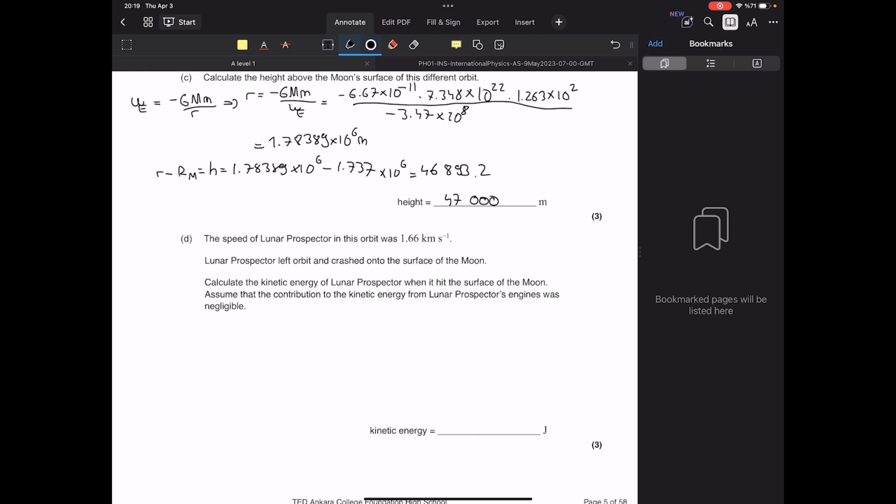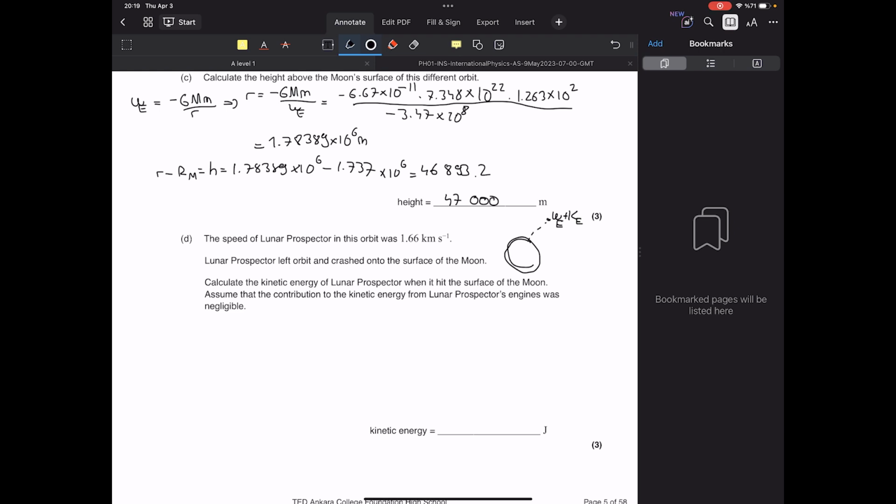Okay, so next, the speed of the Lunar Prospector in orbit was 1.66 kilometers per second. And the Lunar Prospector left orbit and crashed onto the surface of the Moon. We want to calculate the kinetic energy of the Lunar Prospector. So this is just a conservation of energy question. At orbit, it has a kinetic energy and a potential energy, so kinetic energy and U_E.